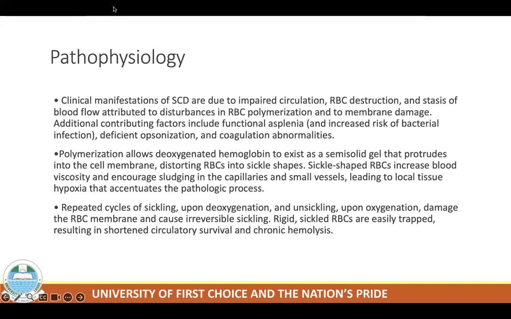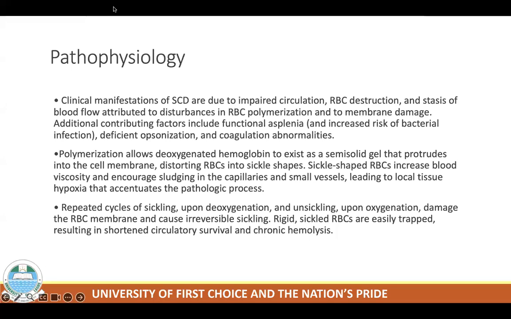Right, so polymerization allows the oxygenated hemoglobin to exist as a semi-solid gel that protrudes into the cell membrane, distorting RBCs into sickle shapes. Those sickle shape RBCs increase blood viscosity and encourage sludging. Sludging means they clump and adhere to the walls of capillaries and small vessels, leading to local tissue hypoxia. That's inability for those red blood cells to take oxygen to where they are needed, right? And this compounds the disease process.